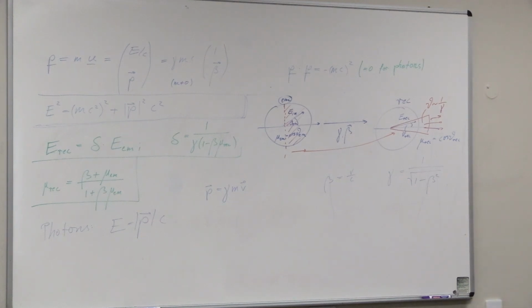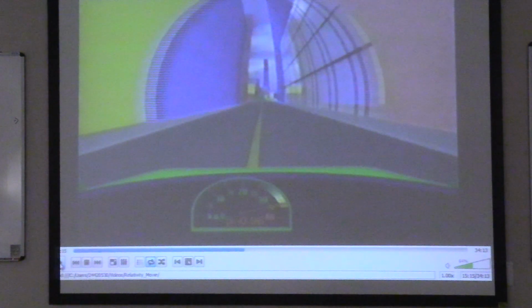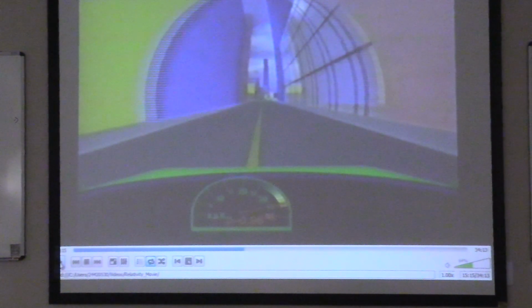So I think what we should do first is now continue that movie, which still discusses this relativistic aberration effect, and then also Doppler shift and power enhancement and so on. I think we're just about at the point.